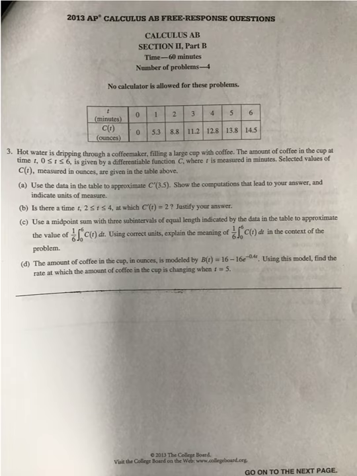All right, D, last one. The amount of coffee in the cup in ounces is modeled by B of t equals 16 minus 16 e to the 0.4 t. Using this model, find the rate at which the amount of coffee in the cup is changing when t equals 5. Okay, what does the word rate mean?